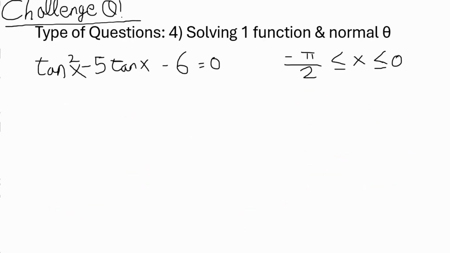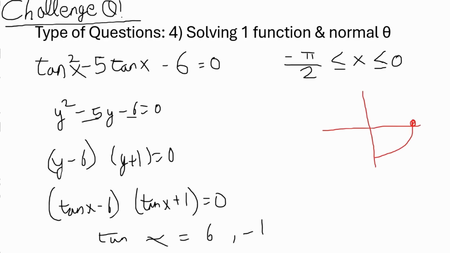Okay, so now it's time for a bit of a challenge question, mostly because the interval is negative. Try it yourself and then, yeah. Okay, so whenever you see a quadratic, don't get freaked out. You can just say let y equals tan x. Okay, don't use an x because there's already an x here. It just becomes a normal quadratic. You factor it out, you get (tan x minus 6)(tan x plus 1) equals 0, and tan x equals 6 and negative 1.